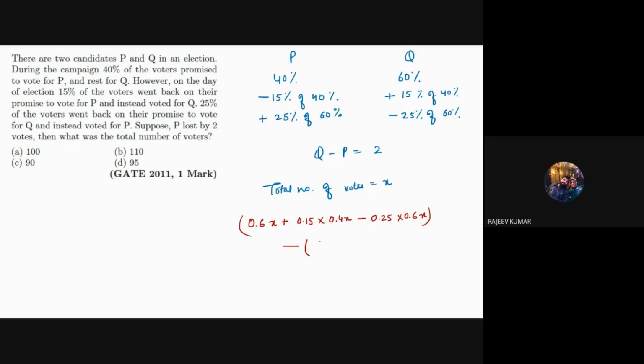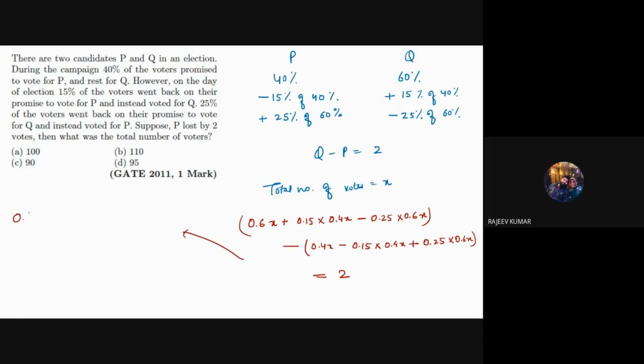So for P, what I have is 0.4x plus, or sorry, minus over here. The second condition is about minus. 15% went back. So 0.15 multiplied by 0.4x plus 0.25 multiplied by 0.6x. So this whole thing is equal to 2. All you need to do is find out x.